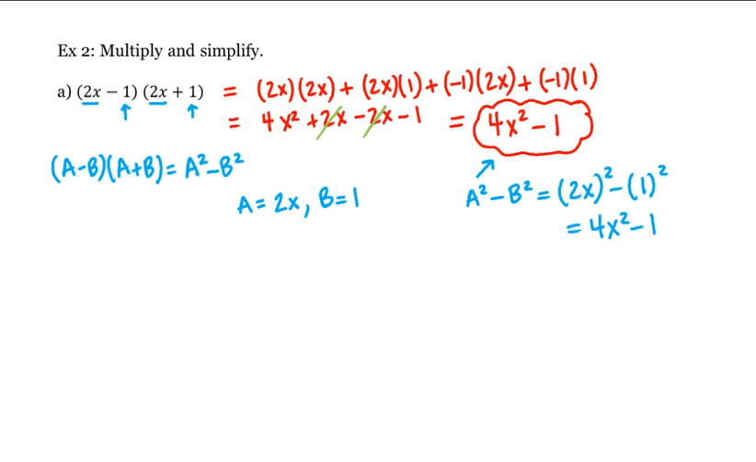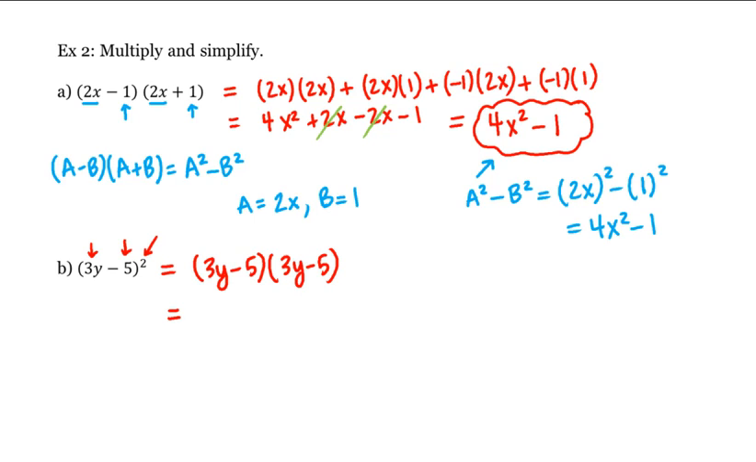Let's see another example. Now be careful here with this power of 2. We cannot apply that to each of these two terms. What this means is 3y minus 5 times 3y minus 5. So again, we can FOIL.